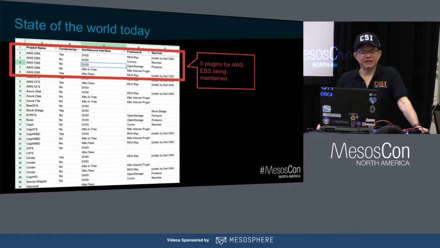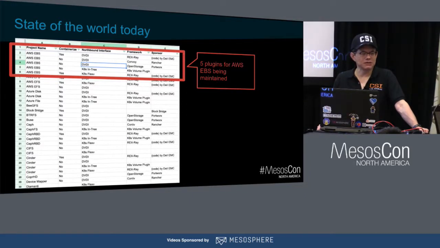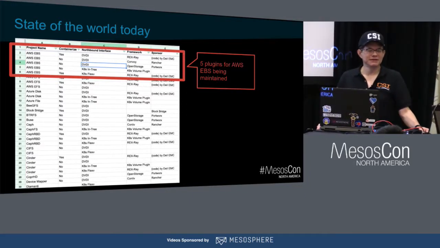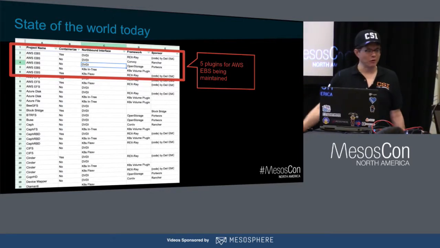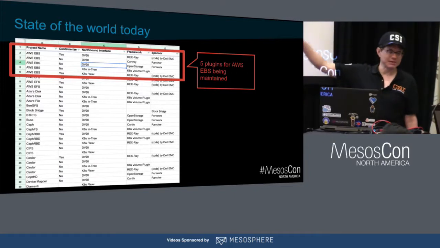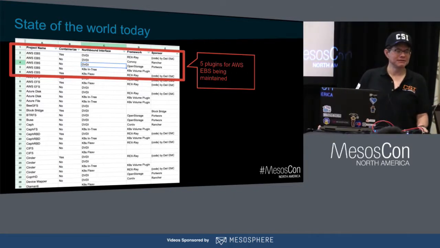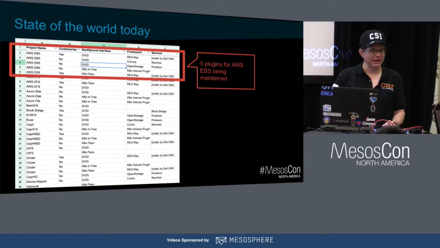As an example of this, this is a summary of the state of the world today. This is a spreadsheet showing the storage plugins across all orchestrators, and this is just a cut and paste of a little spreadsheet that, if the screen was bigger, would probably go down a couple of floors below us. But on Amazon EBS alone, there's like 5 storage plugins that are being implemented and being maintained in the world by various vendors.